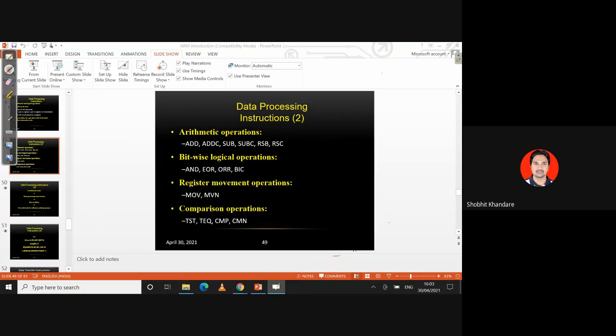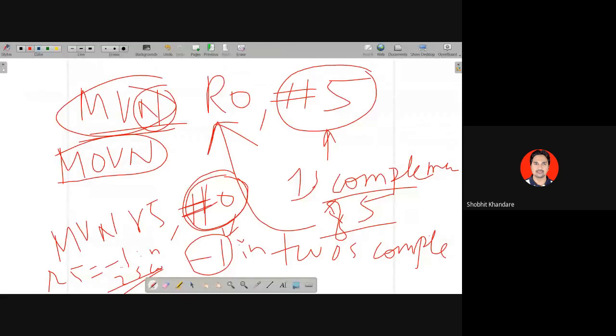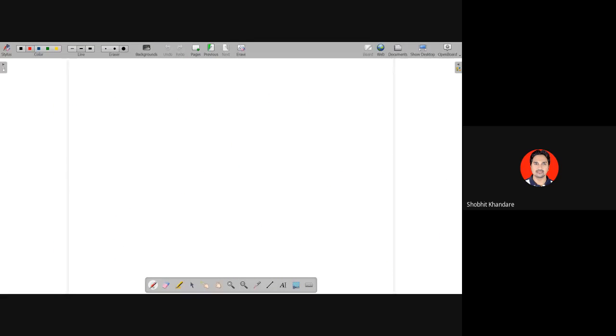Now write down the bitwise logical operation, and this is also simple. I will just give you an example, because you are familiar with the AND operation, the XOR operation, and the OR operation. And there is one important one, which is called the bit clear operation, BIC. I will take BIC separately. For AND, XOR and OR, I will give you just an example. You can write these in different ways.